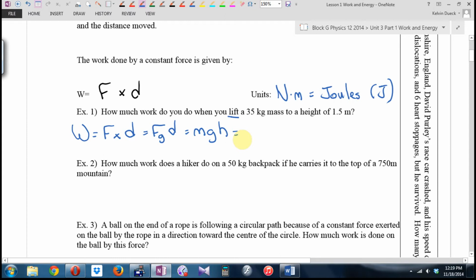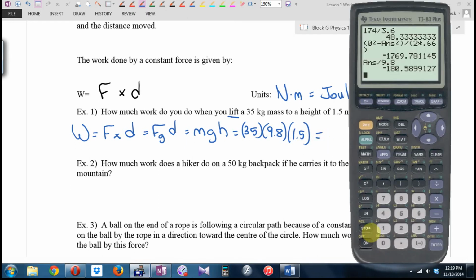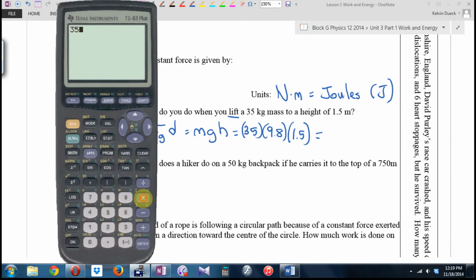So, mass 35, g 9.8, 1.5. 35 times 9.8 times 1.5. I get 515 joules.